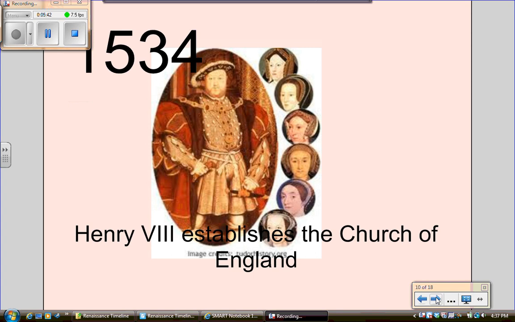In 1534, the efforts of the Reformation come to a head when Henry VIII breaks away from the Catholic Church and establishes the Church of England. Henry VIII wanted a divorce from his first wife. The Pope would not give him one due to political problems that the Pope had, being caught between two very powerful countries, and Henry VIII simply breaks with the Church and makes himself the head of the new Church of England.